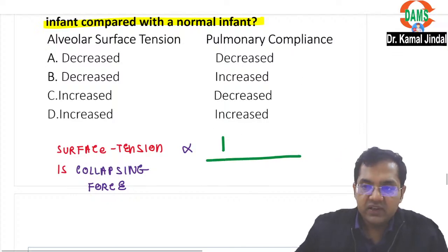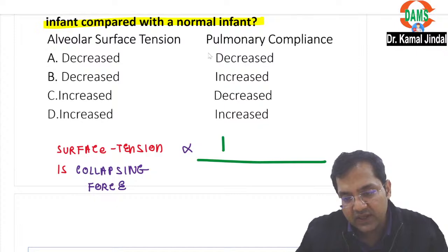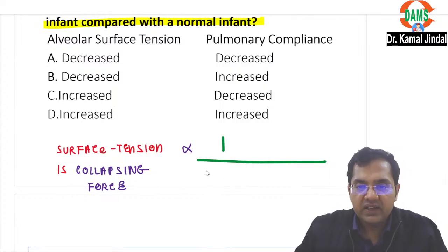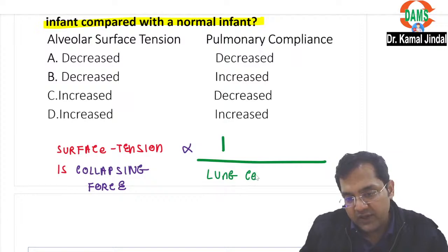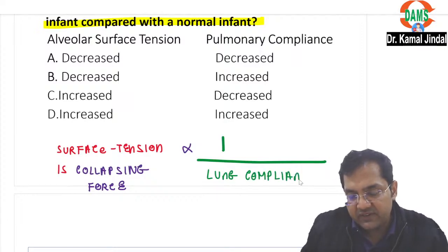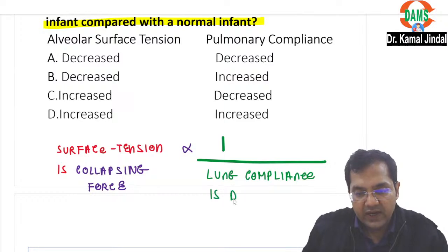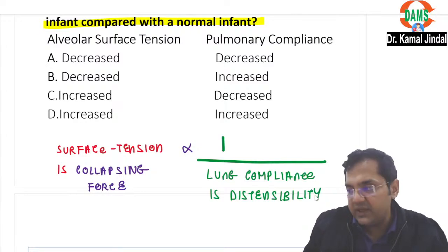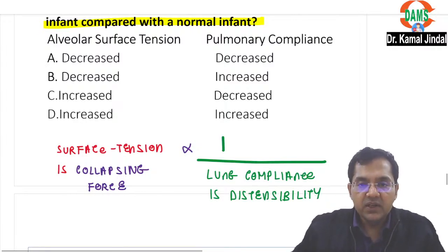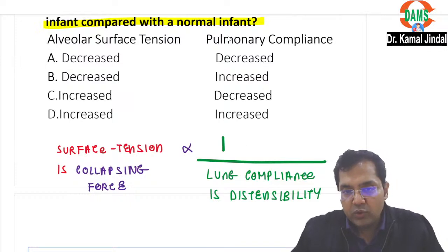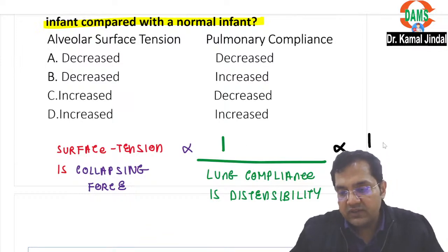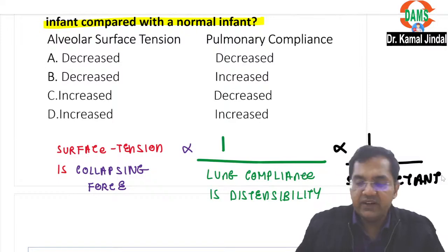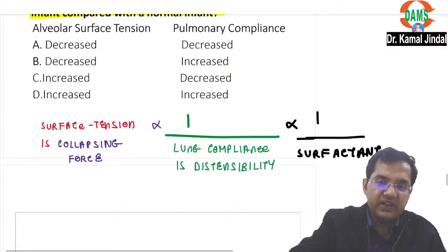That means if I ask you a simple thing, what should be the relationship between lung compliance and surface tension? You will tell me compliance is distensibility. And I will agree with you that if the surface tension is more, compliance will be less. That means an inverse relationship. But you also know that the more the surfactant, the less the surface tension, because surfactant reduces the surface tension. Now please have a look at this.